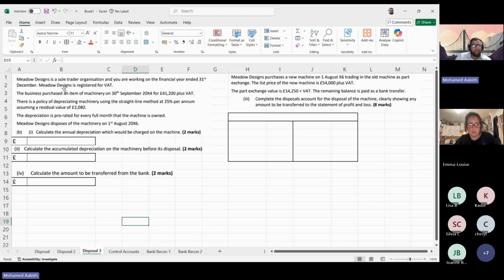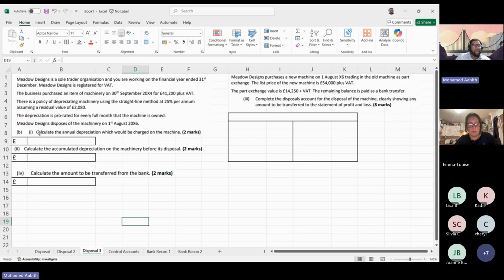Okay, so that's fine. They're saying that the machinery was bought for £41,200 plus VAT. And there is a policy of depreciation on the machinery on the straight line method at 25% per annum, assuming there is a residual value of £2,080. That means only part of that cost is going to be depreciated because there is a residual value there. Then it is prorated for every full month the machinery is used. So we have to find out, when Meadow Designs disposed of this machinery on 1st of August, what was the charge?